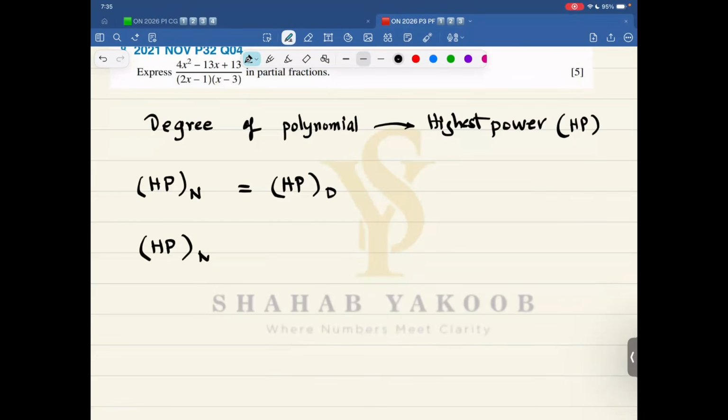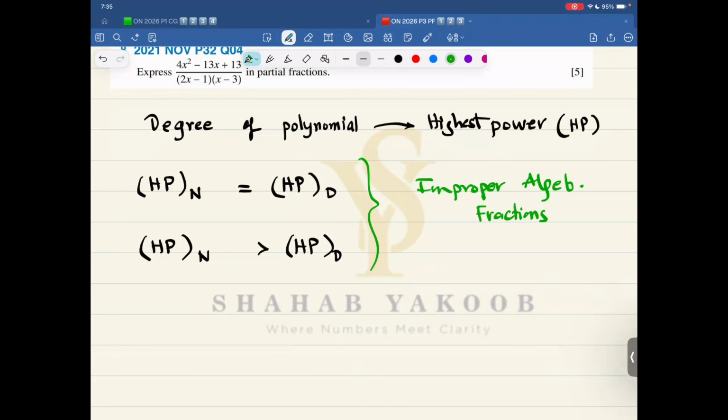Highest power of numerator is greater than highest power of denominator, that is also improper. So they both are improper algebraic fractions. Why is this the case?